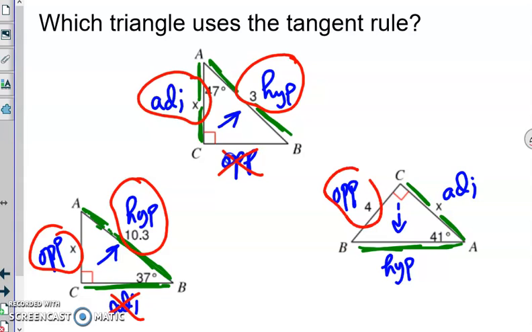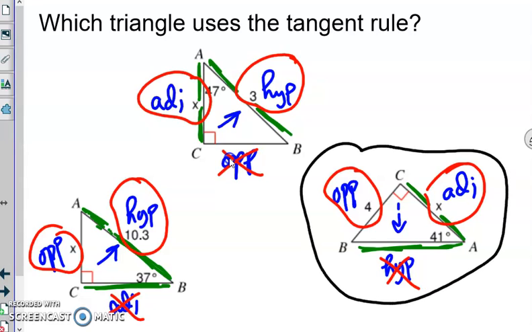The last one, the 4 is the opposite side. The X is the adjacent side. We are not using the hypotenuse. This one here is an example of tangent because we're using the opposite and the adjacent side.